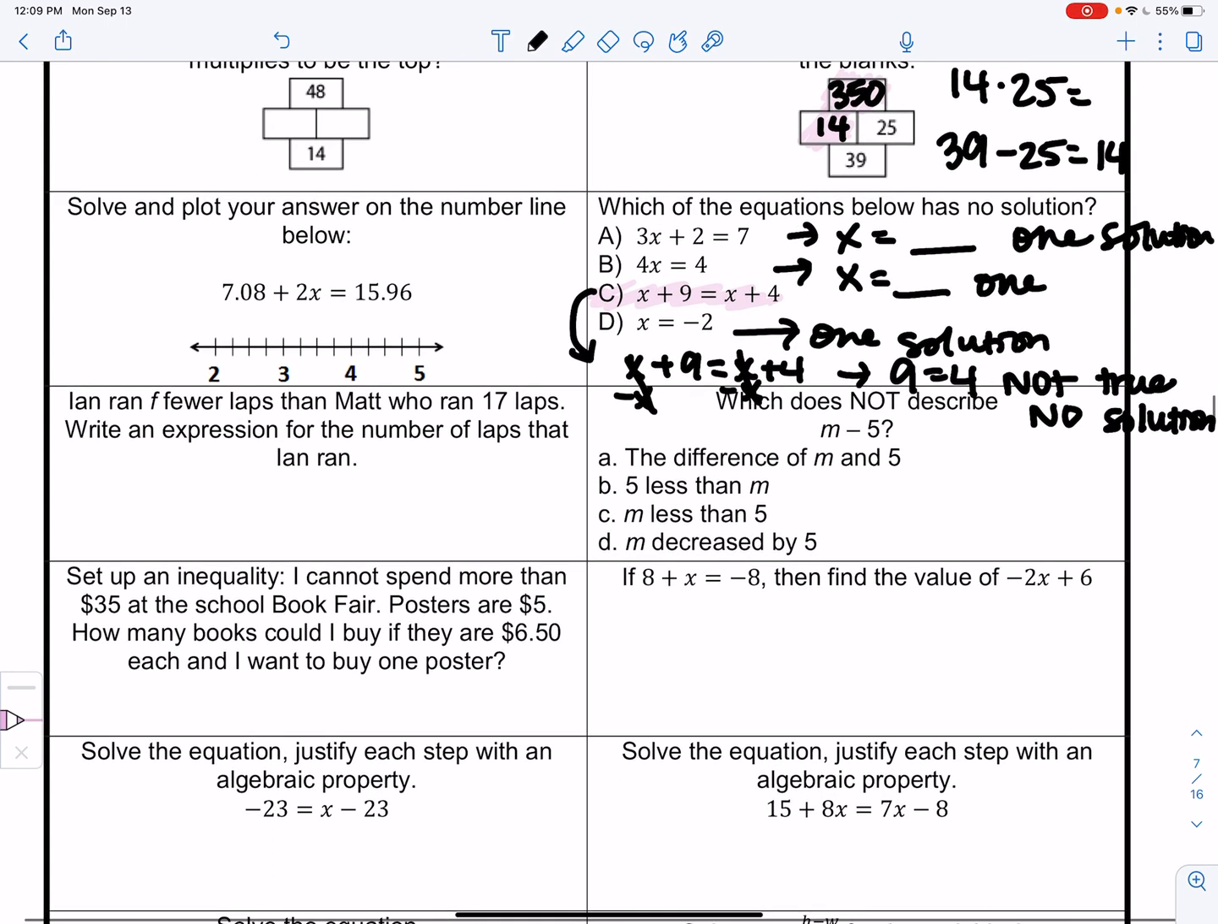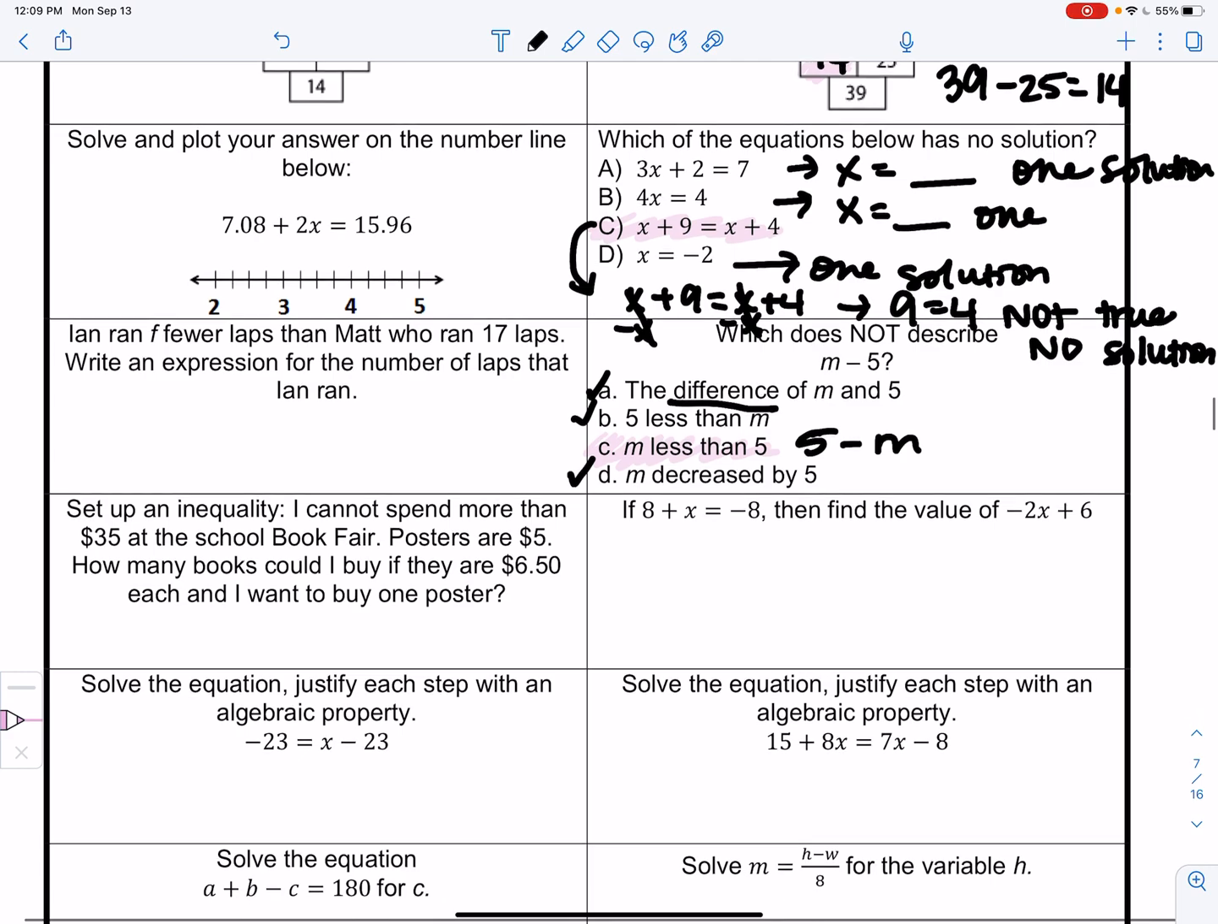All right, moving on, which does not describe m minus 5. So the difference between m minus 5, we know that difference means subtraction. So this one works out for us. 5 less than m. If 5 is less than something else, and that something else goes first, so that m is the first one, so that's correct. Which means that C has to be your solution here, because m less than 5 would actually look like this: 5 minus m, which is not what we want. And then m decreased by 5 is exactly m minus 5. Okay, so that works.